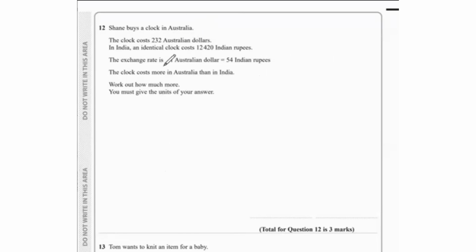So what we know is that 1 Australian dollar is equal to 54 Indian rupees. So let's convert the 232 Australian dollars into Indian rupees. 232 times 54, which is going to give us 12,528 Indian rupees.